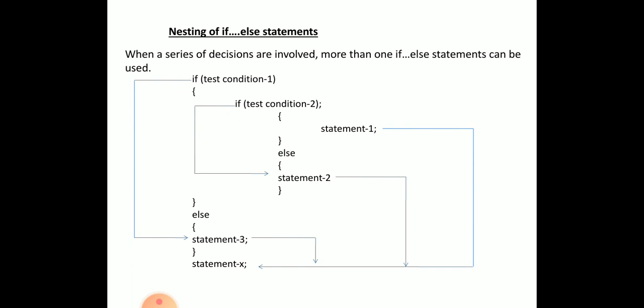C language supports some of the decision making and the branching statements, such as if statement, switch statement, conditional operator statement, goto statement. Now we have learned about the if statement, simple if statement and the if else statement in the last class.